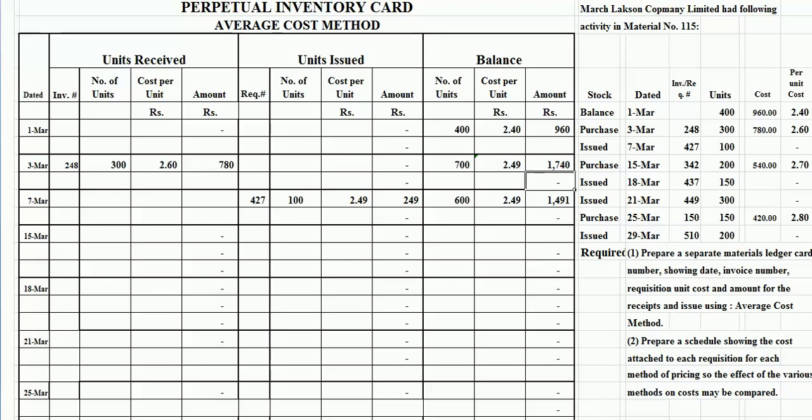The requisition number is 342. The number of units purchased is 200 units. The rate is 2.70 here. Now we again find out the new weighted average here because we have purchased new material.